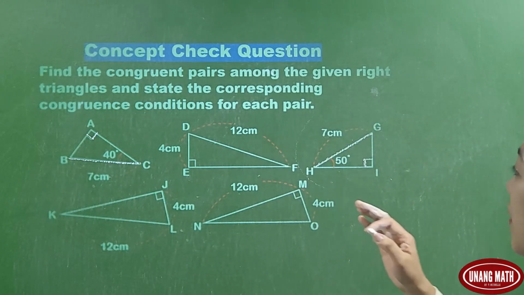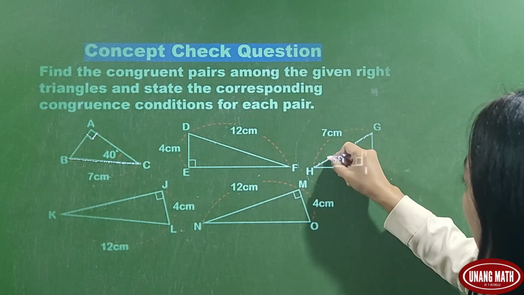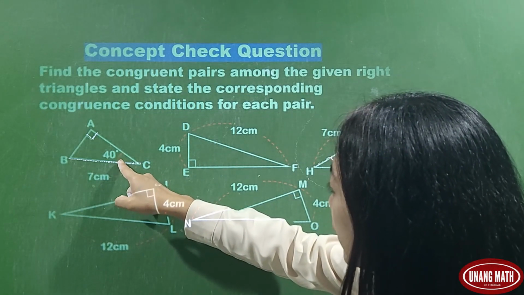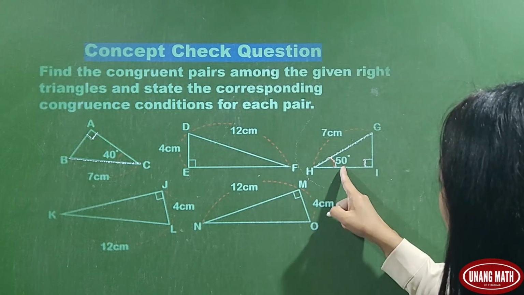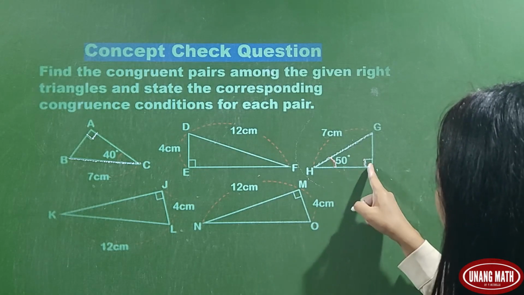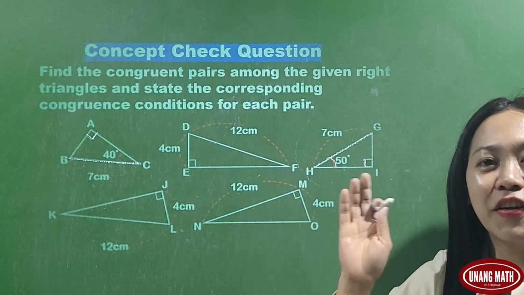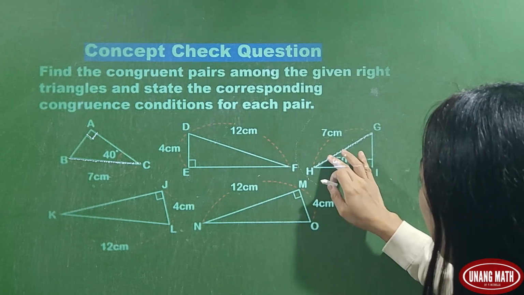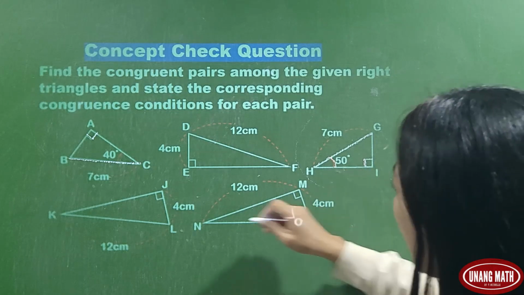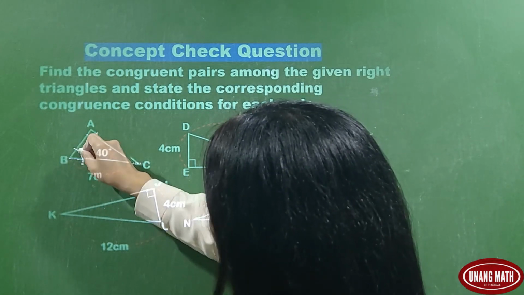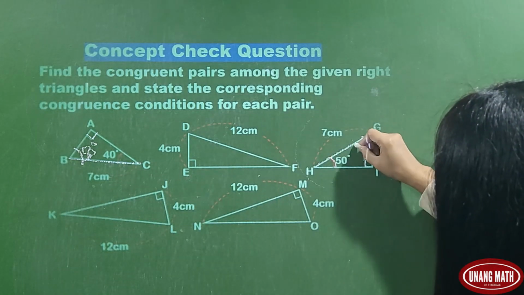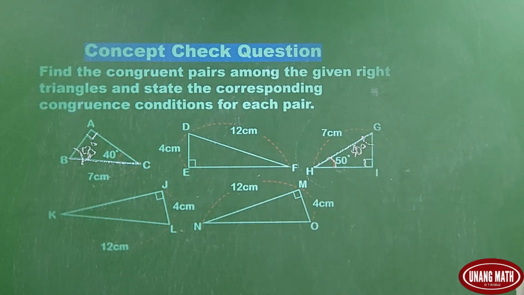So they are equal in measure. So this is 50 degrees. This is 40 degrees. Okay, take note. We have to consider the corresponding sides. So if this is 50 degrees, then this angle is 50 degrees. If this is 40 degrees, then this angle is 40 degrees.